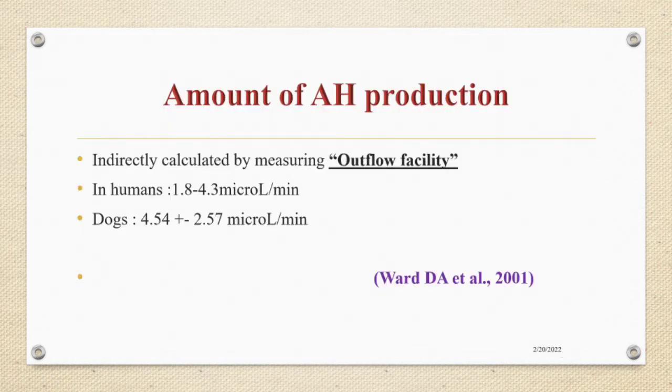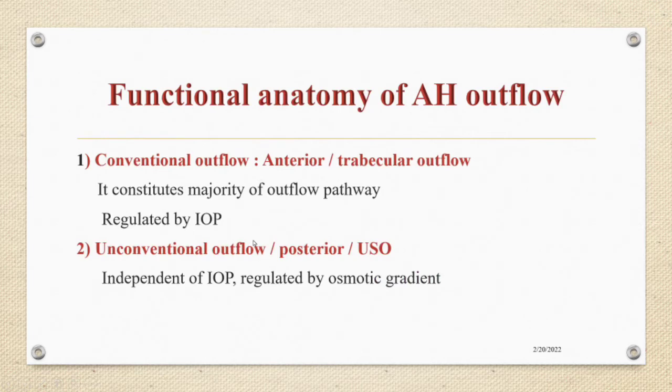If you consider the amount of aqueous production, you cannot measure how much aqueous is being produced, but we can measure it indirectly by calculating how much aqueous is going out. These are the standard values in humans as well as dogs of aqueous humor production on a daily basis. Now coming to the functional anatomy of aqueous humor outflow.